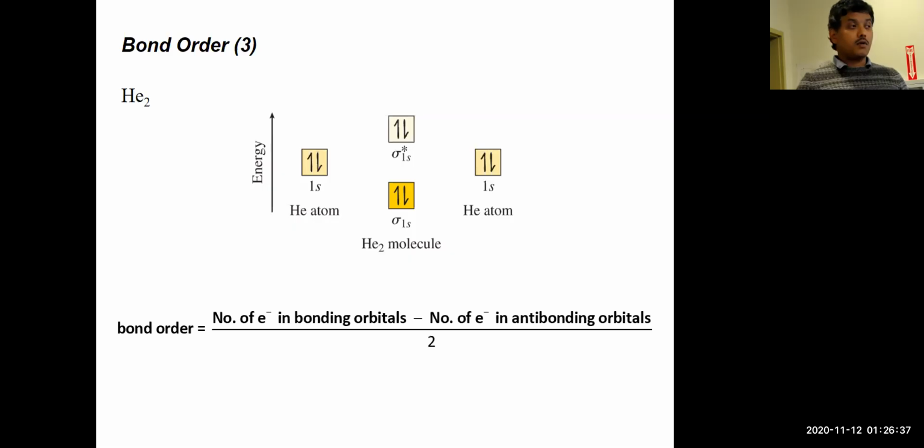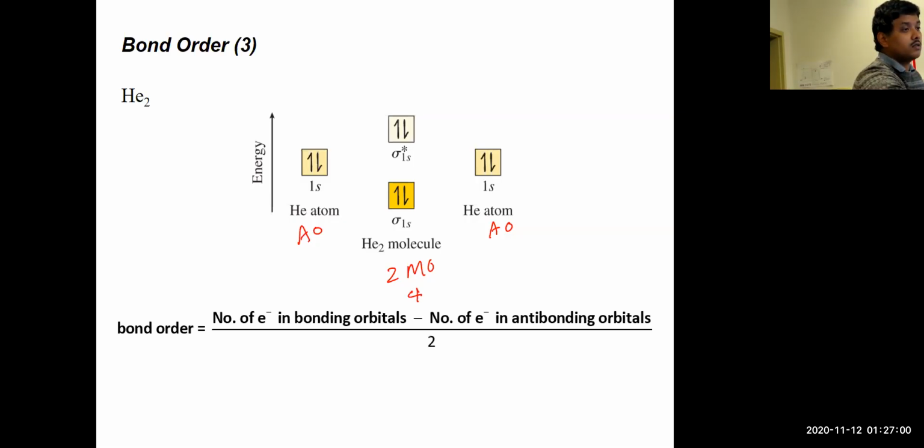So He2 has two atomic orbitals. So it is going to create a total of two molecular orbitals. And each one of the He atoms has 2 electrons in its atomic orbitals. So it's going to use a total of 4 electrons to fill from bottom to the top, according to Hund's rule.